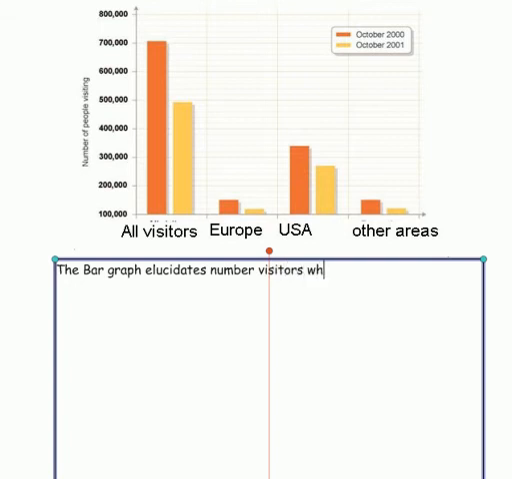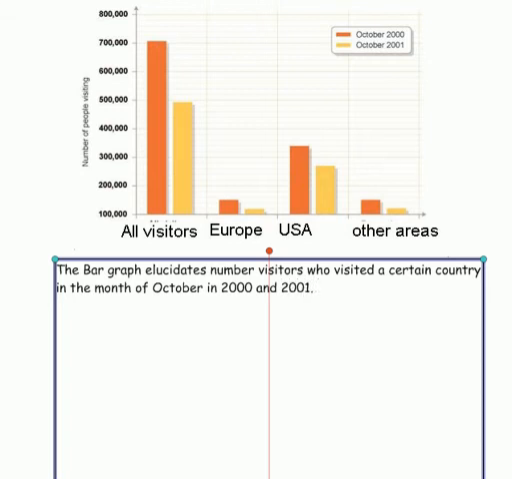visitors who visited a certain country in the month of October in 2000 and 2001. Now we must tell them what information is provided, what happened exactly in 2000 and 2001, and how the information is segregated.